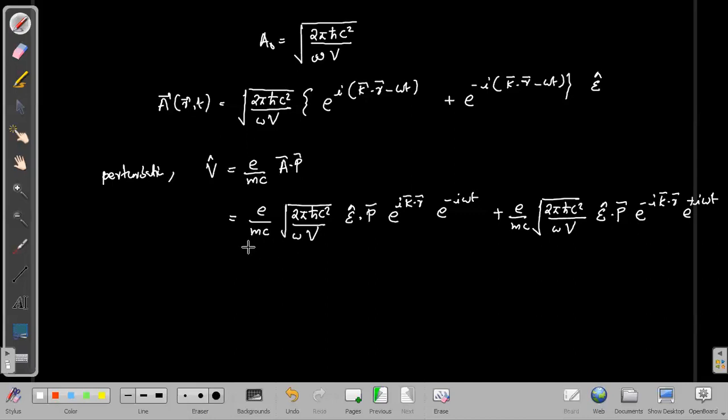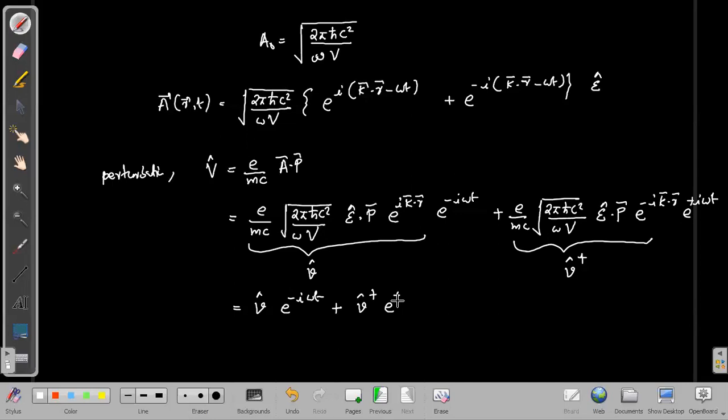Now this entire term I can denote by symbol small v, and this entire term I'll denote by v dagger. Hence the interaction potential, or the perturbation term, is simply v e raised to minus i omega t plus v dagger e raised to plus i omega t. Now what is v here?